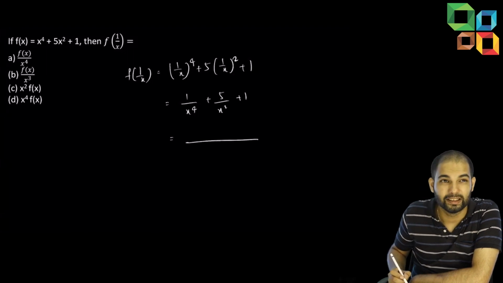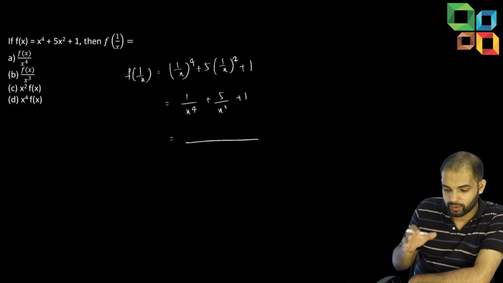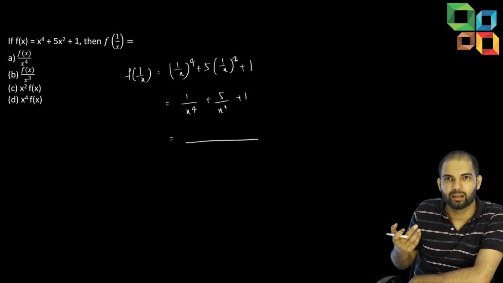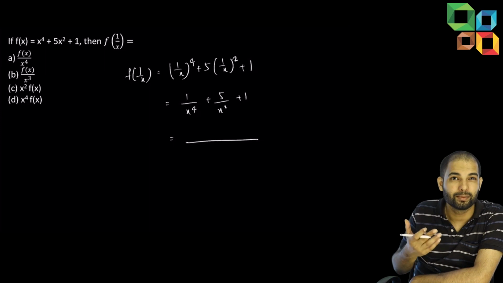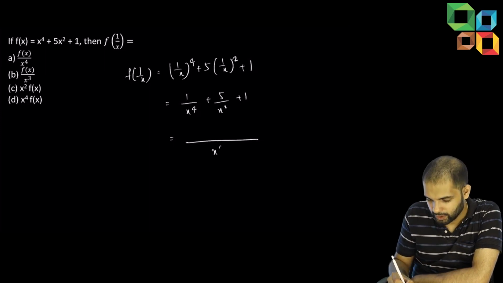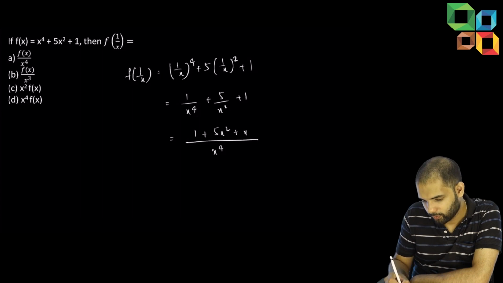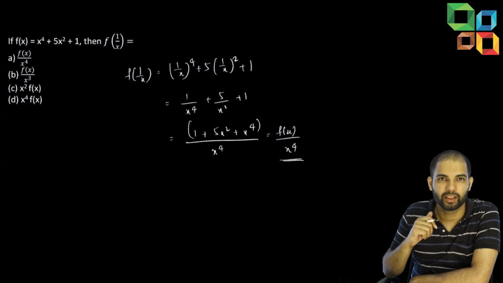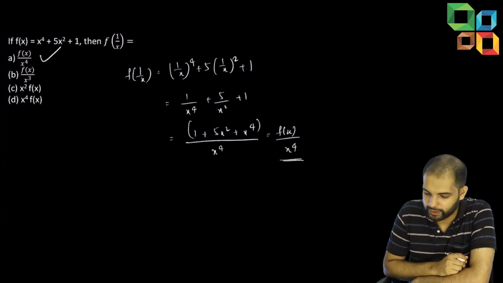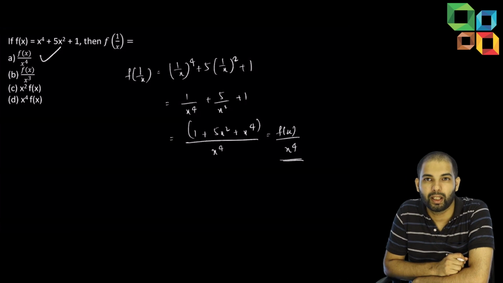Now take the LCM, because if the options were something like this, directly we could have written the answer. But these options are all in terms of f of x. Let's see, the LCM here is x power 4. So this is 1. This will be 5x square, because to get x power 4 I have to multiply with x square. To get x power 4 I have to multiply with x power 4. Now can you see the numerator? It is nothing but f of x. Right? So one simplification you have to do. If you get the numerator again as f of x, then option A is your correct answer.